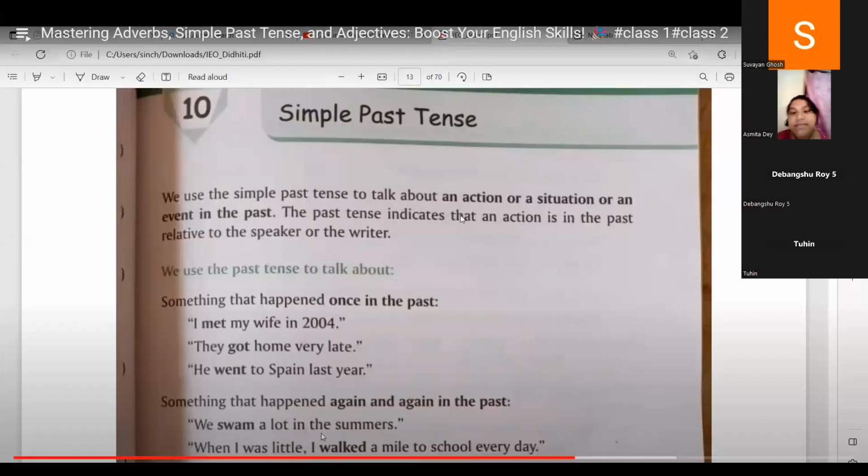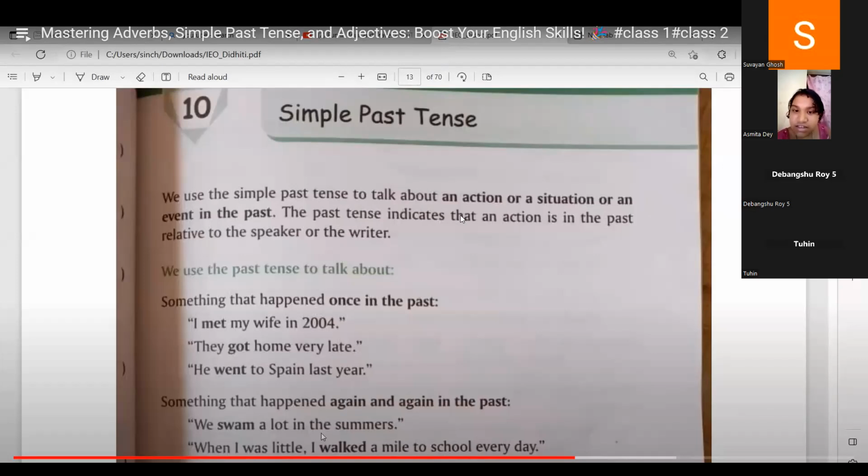So, first Ashmita, tell me what is the past tense? Past tense means what we have done, what we have already done. That is called past tense.